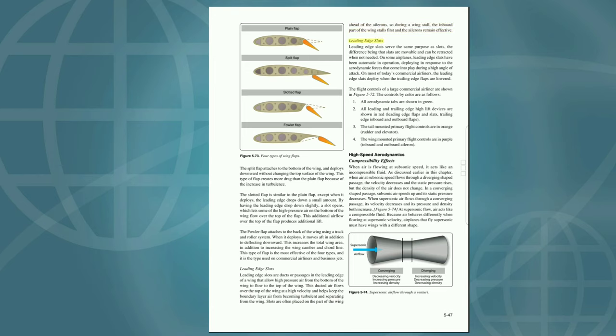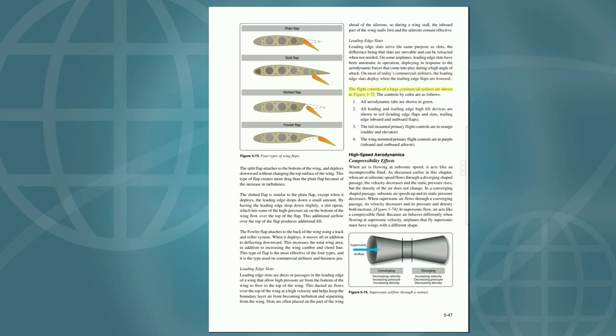Leading edge slats. Leading edge slats serve the same purpose as slots. The difference being that slats are movable and can be retracted when not needed. On some airplanes, leading edge slats have been automatic in operation, deploying in response to the aerodynamic forces that come into play during a high angle of attack. On most of today's commercial airliners, the leading edge slats deploy when the trailing edge flaps are lowered.